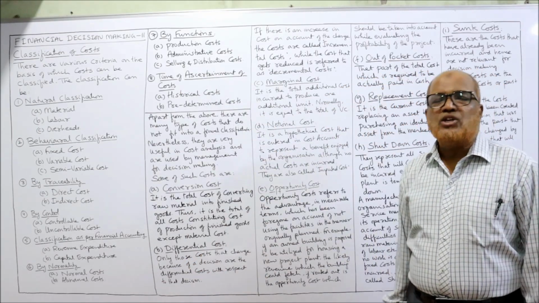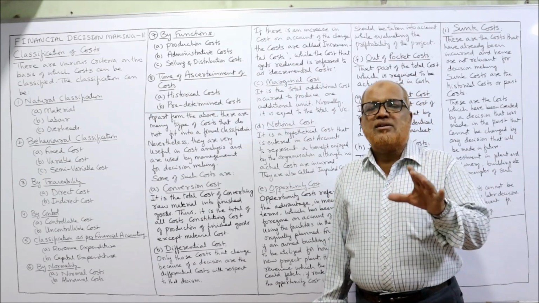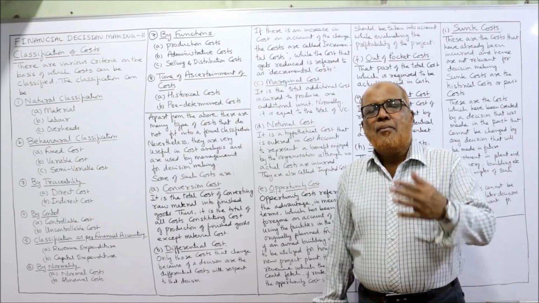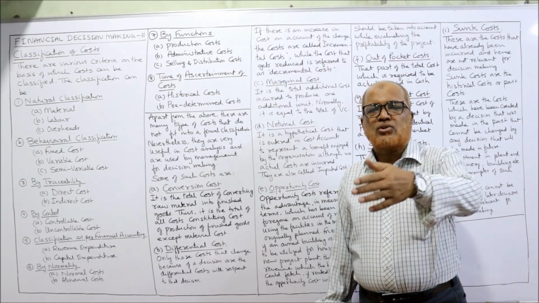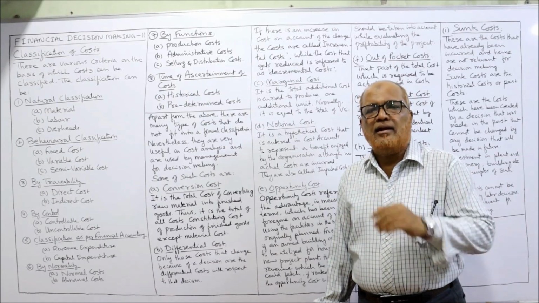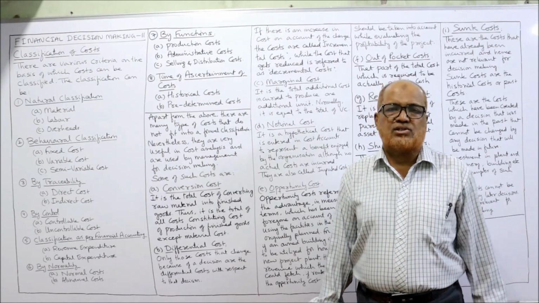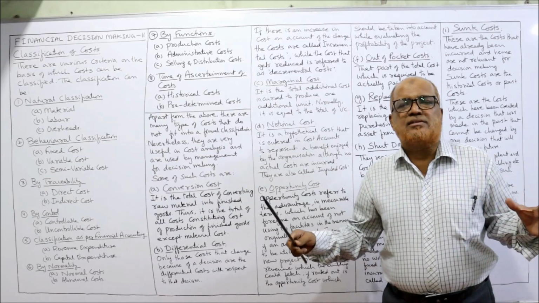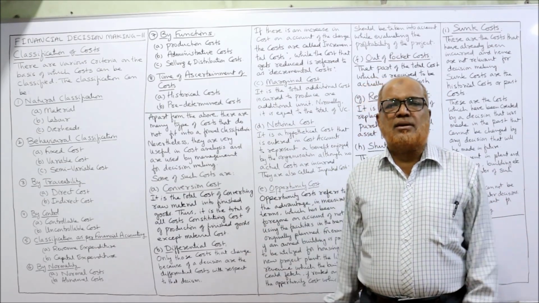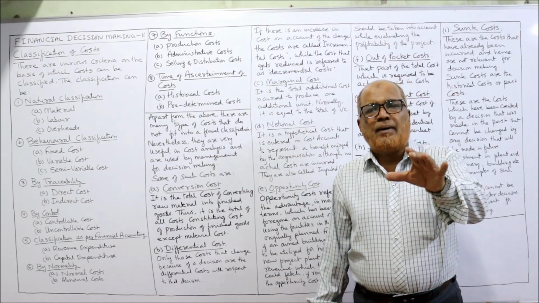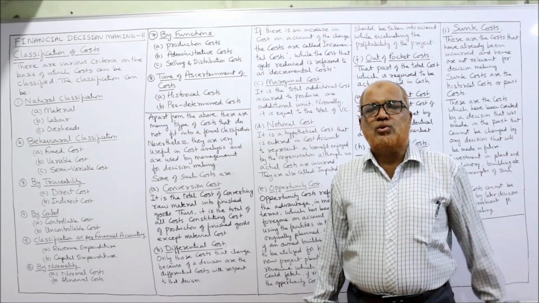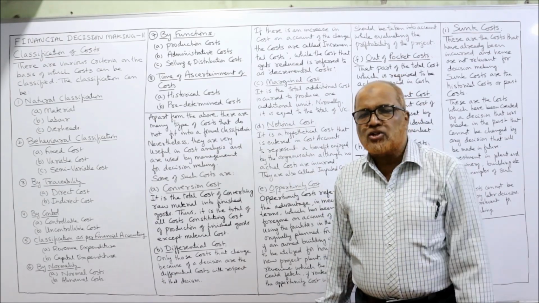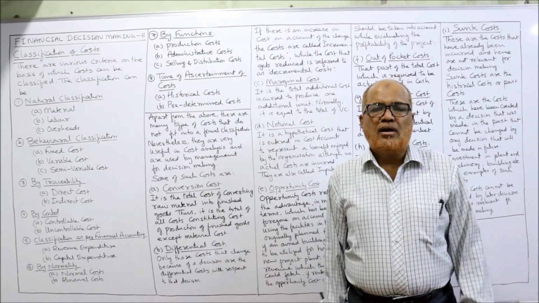Next comes according to functions. According to functions, the cost can be classified as production cost, purchase cost, marketing cost, selling cost, administration cost, etc. There are different functions in a business organization. Production department is a department which converts the raw material into finished goods. The cost incurred in production department is called production cost.